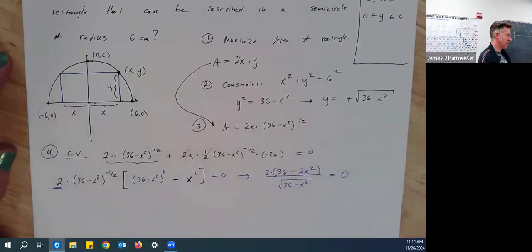Technically, we could also consider where it's undefined. It is undefined when x is equal to 6. But I think we can all see with our eyes that if x is 6, what's y going to be? And if x is 6 and y is 0, what's the area going to be? 0, which is definitely not maximal. So although x equal to 6 is technically a critical value, we're just going to ignore it.